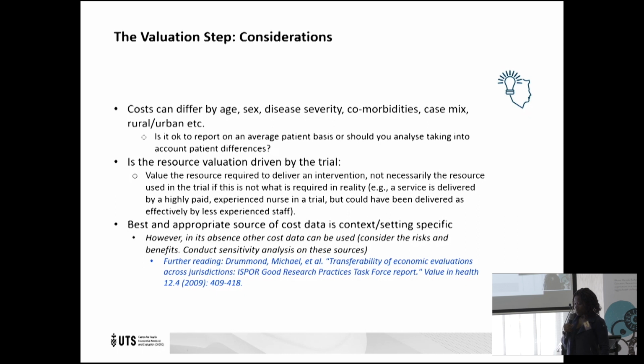So what are some of the considerations when you are valuing these costs? You need to think of, can you vary the cost based on age, sex, disease severity, comorbidities, or urban and rural divide? I want to know what people think. If you are costing an intervention and you know that these interventions will be given in the rural area and also in urban areas, at times even the cost of labor varies with rural and urban. So what do you think about this?